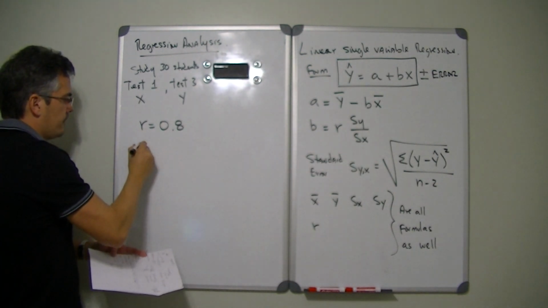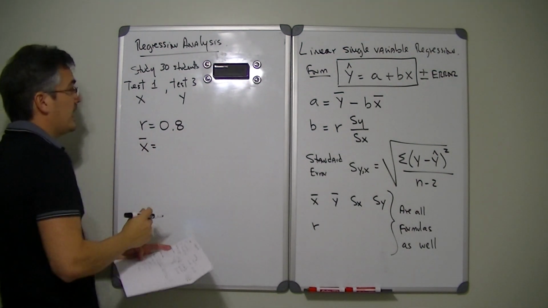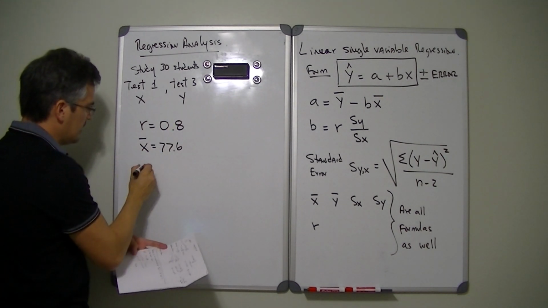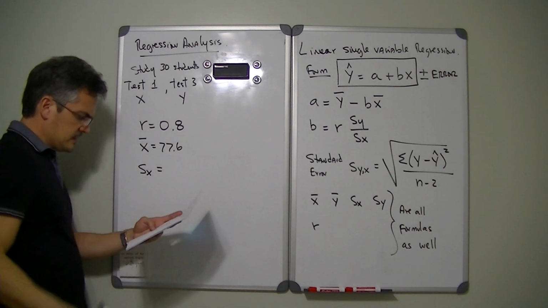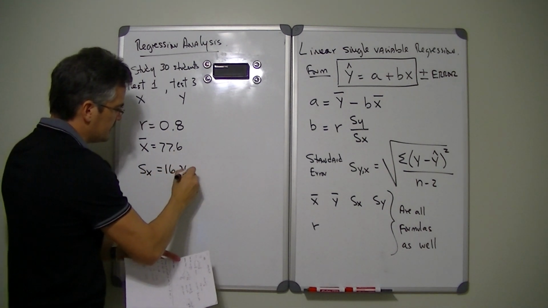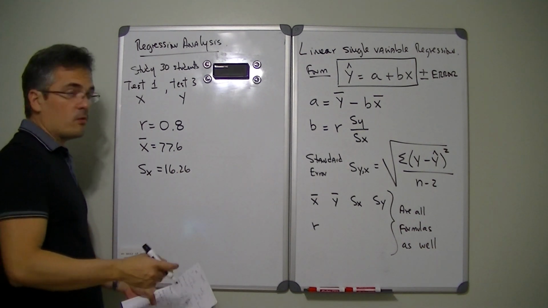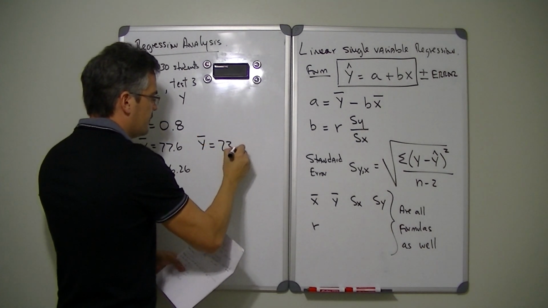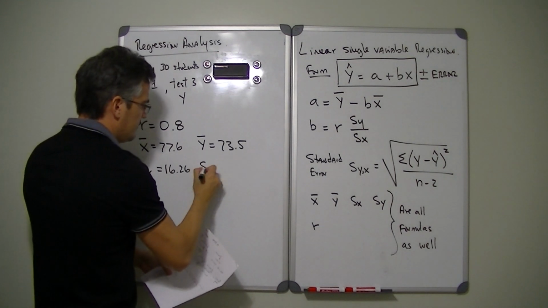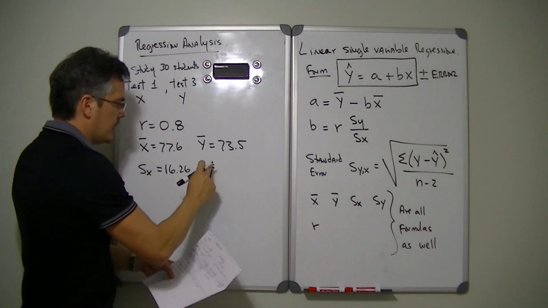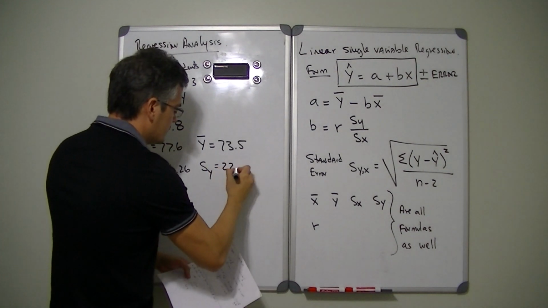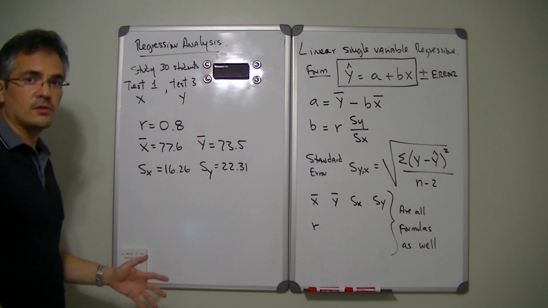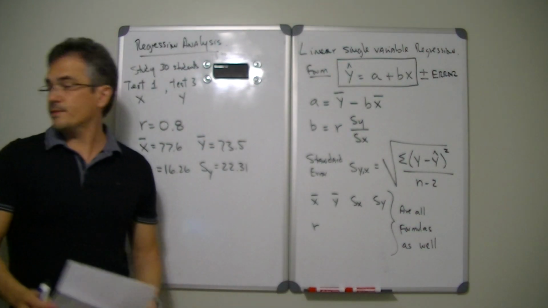Then I calculated my mean for my x, which is my test 1 score, and that number was 77.6. And then I calculated the standard deviation for x, and that gave me 16.26. Then I calculated my mean for y, which is test 3, and I got 73.5. And then I calculated my standard deviation for y, and that gave me 22.31. Alright? Now with this information, I have enough information to start building my regression equation.